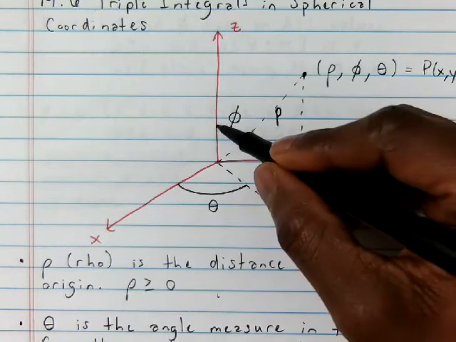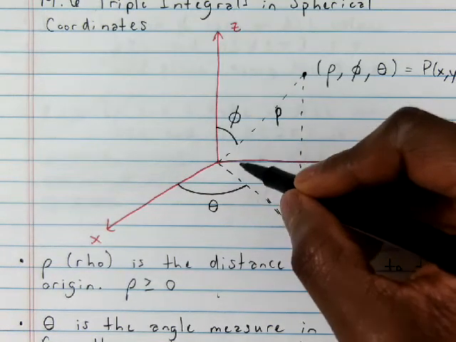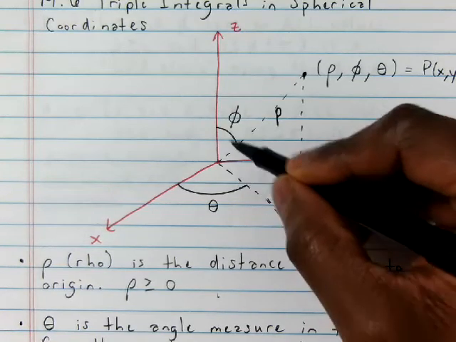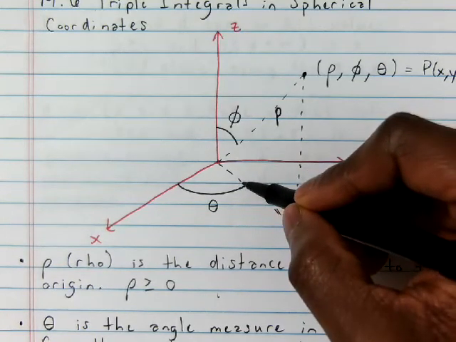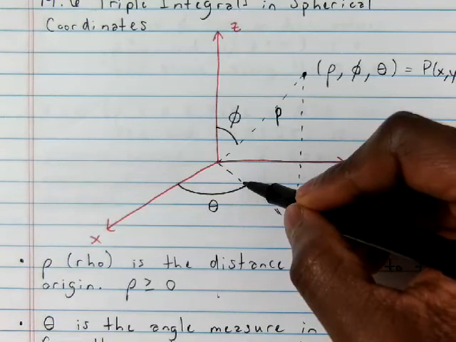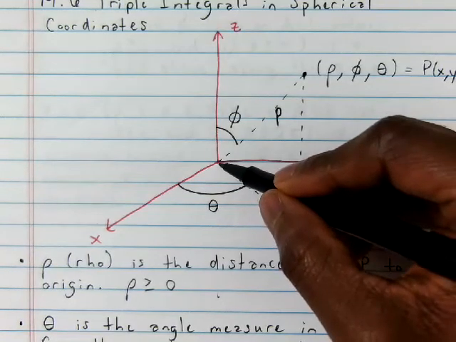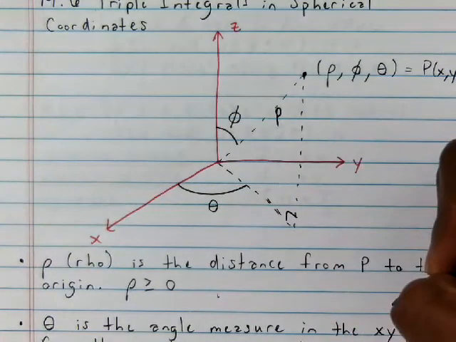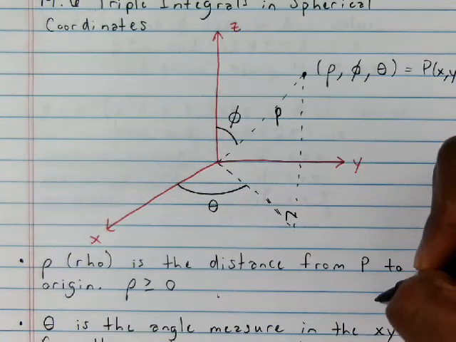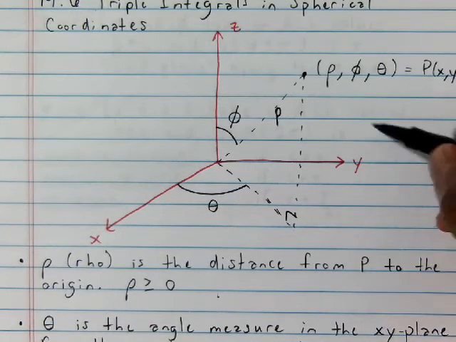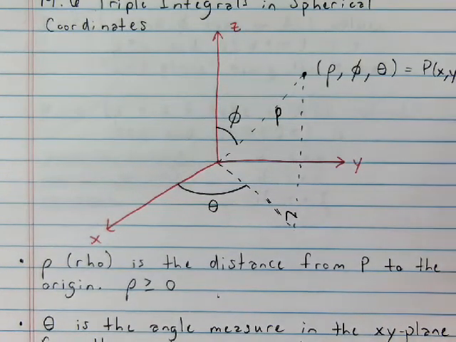Now, if we take phi and bring it to pi over 2, that puts us in the xy plane, but we're stuck there. At that point, rho will go all the way to infinity, and then theta will spin around the entire xy plane, and we'll get the whole xy plane there.